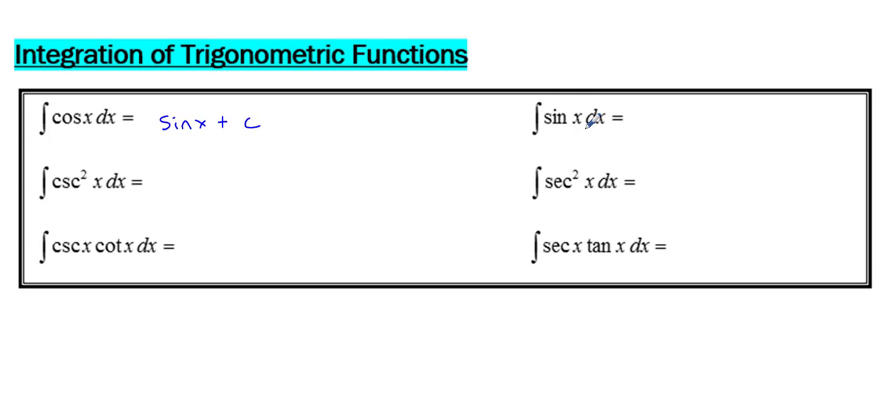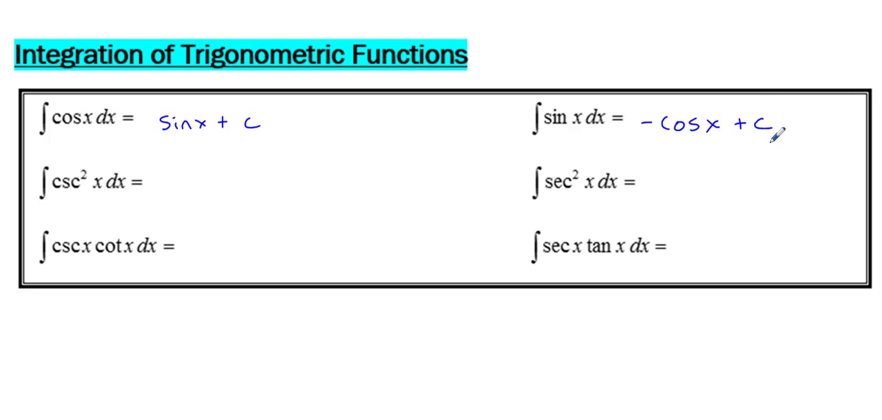Yeah, antiderivative. We're going backwards. Okay. Whose derivative is sine? Yeah, it's got to be negative cosine, because what's the derivative of cosine? Negative sine. So you have to have the opposite of that.